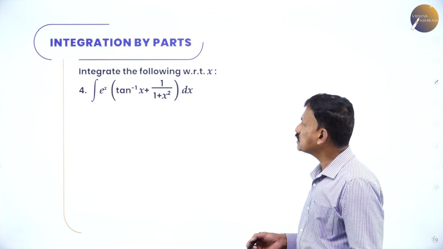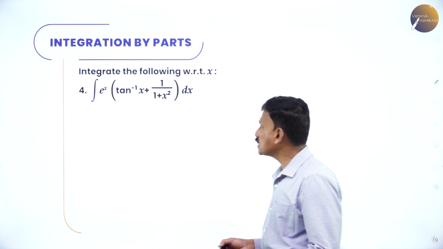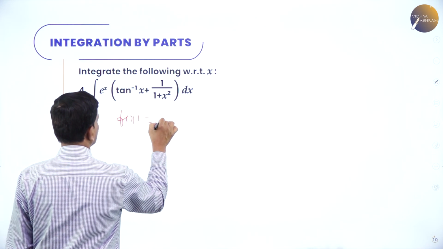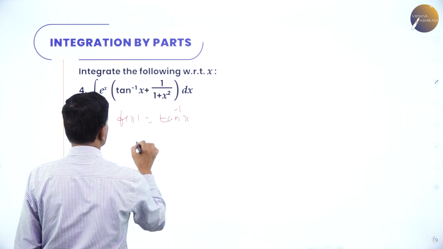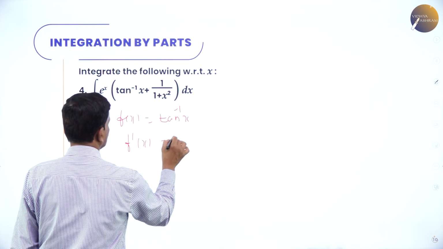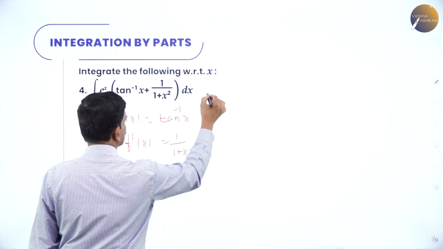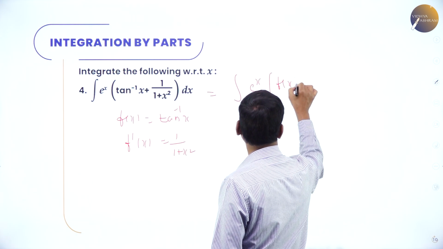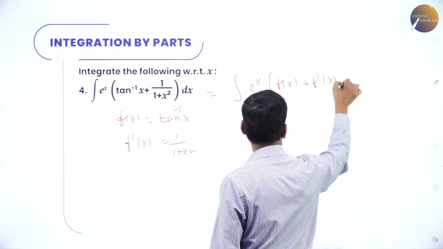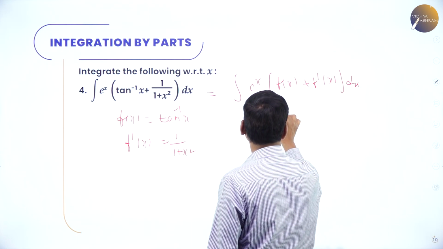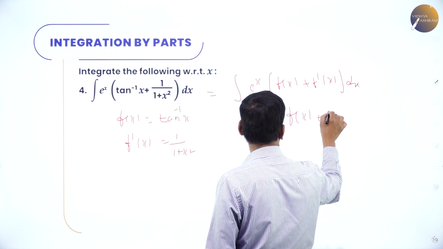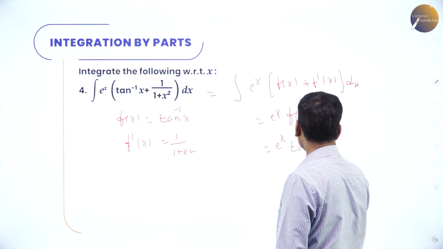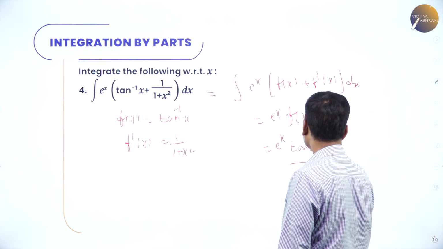Integrate with respect to x, e to the power of x into (tan inverse x plus 1 by 1 plus x square). Straight away you can write, what is f of x? f of x is tan inverse of x. What is the differentiation of tan inverse x? 1 by 1 plus x square. So, if you observe carefully, this is of the form integral e to the power of x into (f of x plus f dash of x) dx. What is the formula? e to the power of x, f of x plus c. e to the power of x into, what is f of x? tan inverse of x plus c is the integrated answer.